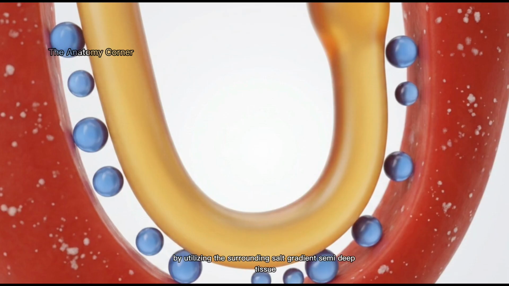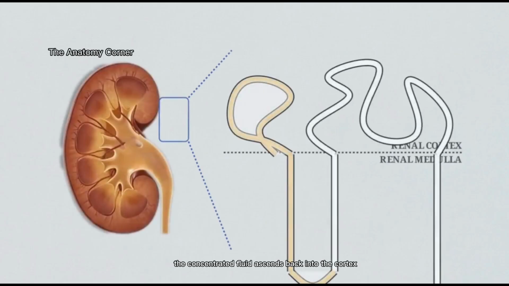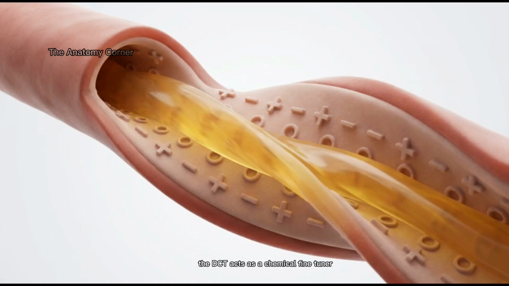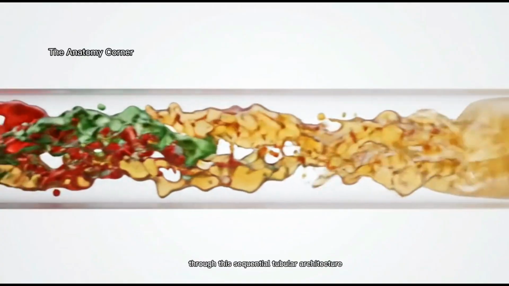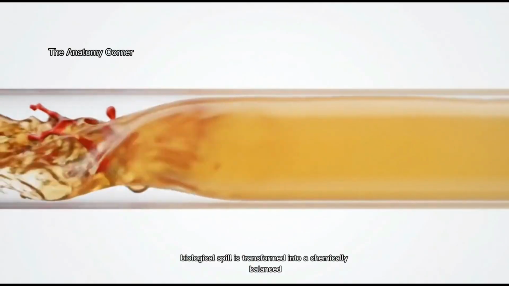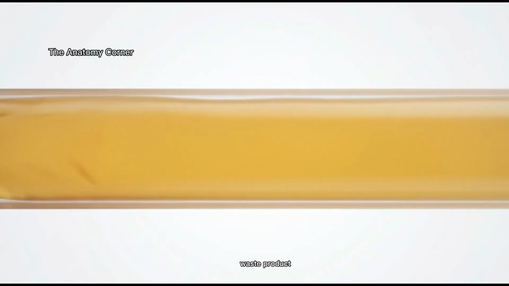By utilizing the surrounding salt gradients in the mid-deep tissue, the loop extracts remaining water, concentrating the waste. The concentrated fluid ascends back into the cortex, entering a final twisting section called the distal convoluted tubule, or DCT. The DCT acts as a chemical fine-tuner. It regulates specific ion balances and actively manages systemic blood pH before finalizing the fluid. Through this sequential tubular architecture, a crude, toxic biological spill is transformed into a chemically balanced waste product.